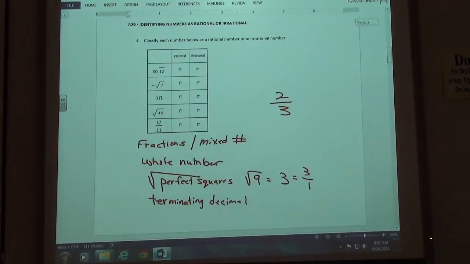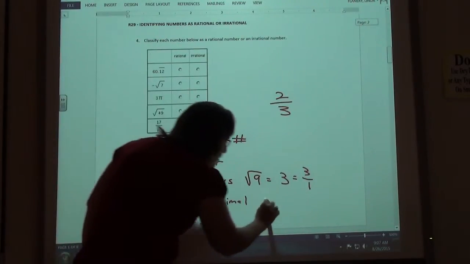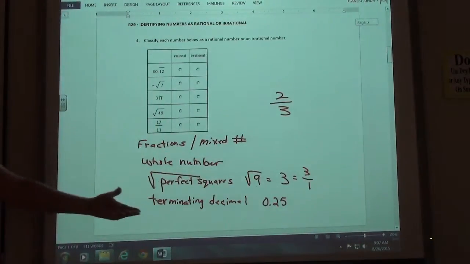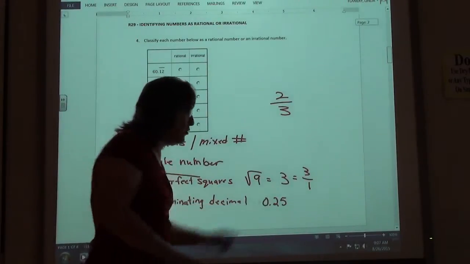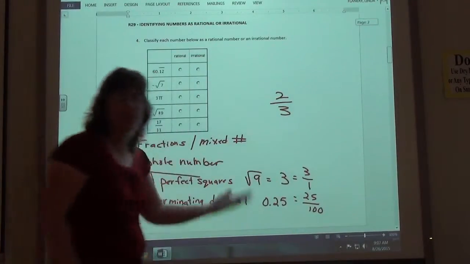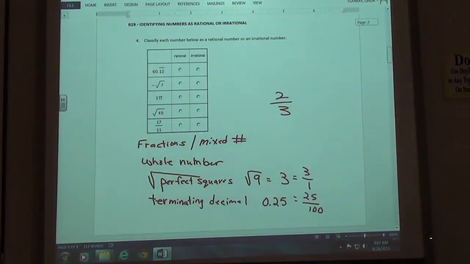Terminating. It stops, right? When you terminate something, it stops. So a terminating decimal, something like 0.25, if I read that correctly, that is 25 hundredths, right? Tenths, hundredths. So 25 hundredths, which I could reduce down to 1/4, but I can write it as a fraction.